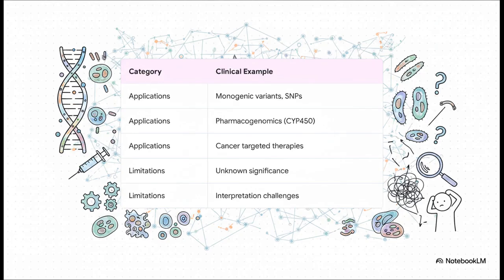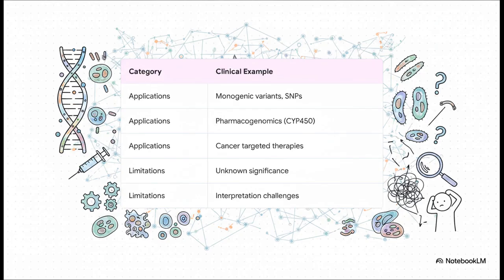It's also the foundation for pharmacogenomics. A really vital example for your exams is identifying CYP450 variants, which dictate whether a patient is going to have a slow or rapid metabolism in response to certain drugs. It also drives cancer genomics and targeted therapies, specifically using markers like EGFR and BRCA1 and 2.